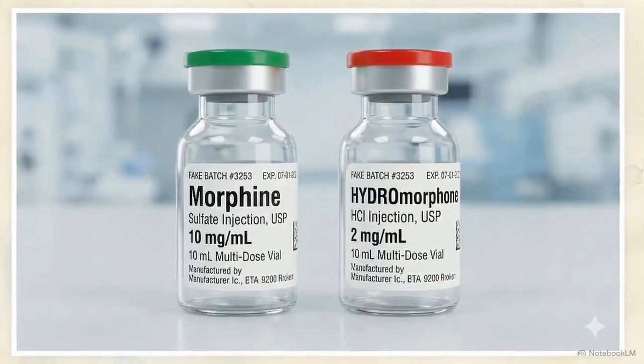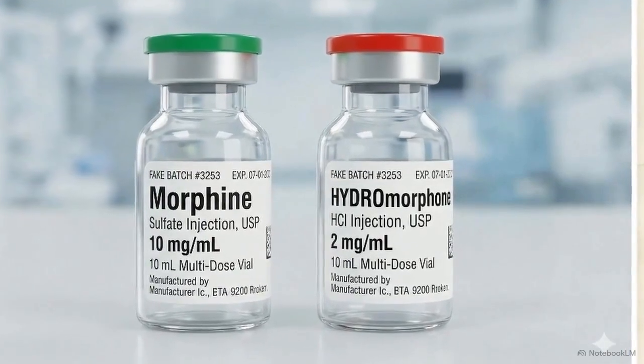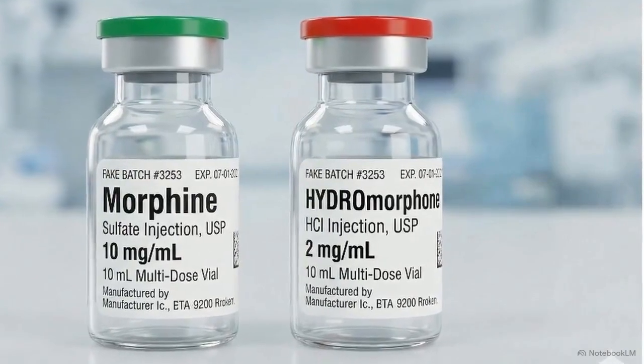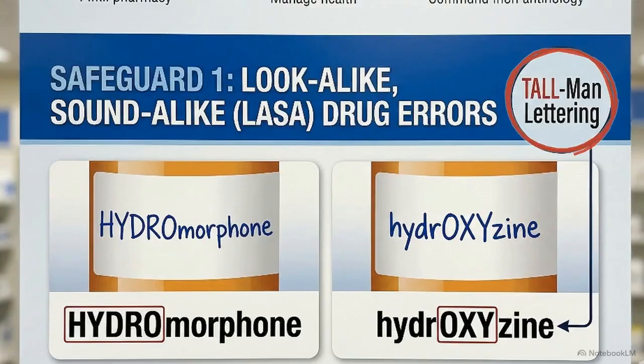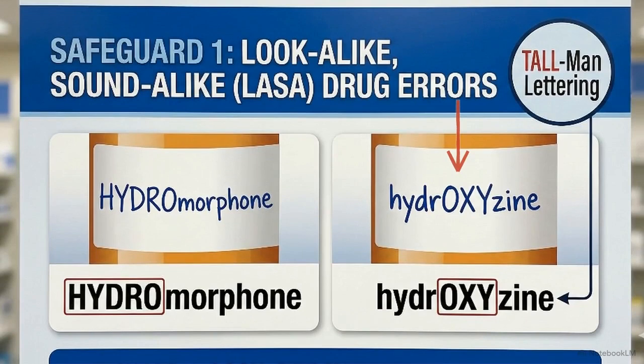Visual confusion is just as common. These vials of morphine and hydromorphone share similar packaging, yet hydromorphone is 5 times more potent. We solve this using tall man lettering. Capitalizing specific sections of the name, like the OXY in hydroxyzine, forces the brain to distinguish it from hydromorphone.